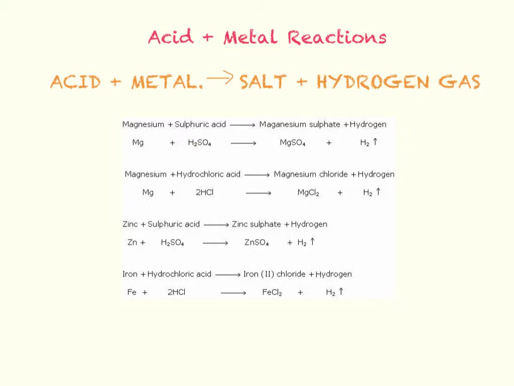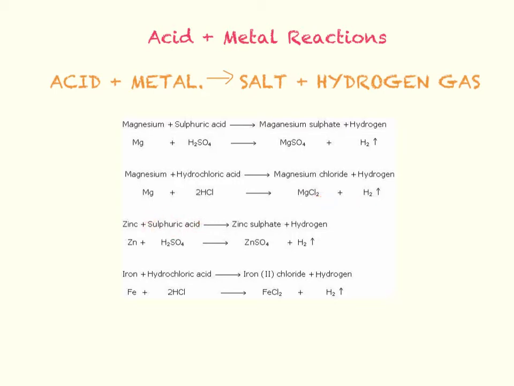Anyway, acid and metal makes salt and hydrogen gas. Have a look at these examples. Magnesium's our metal, obviously. Our acid, sulfuric acid's got your hydrogen ions. When they react, the metal displaces the hydrogen and you end up with magnesium sulfate, that's our salt, and hydrogen gas. Alright, magnesium and hydrochloric acid, same situation. The magnesium displaces the hydrogen and you end up with magnesium chloride, a salt, and hydrogen gas.